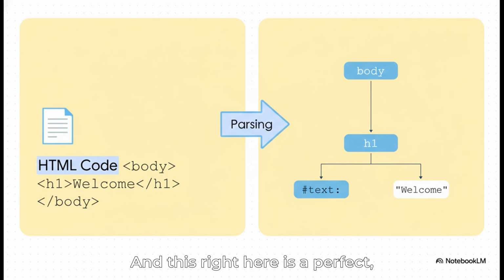And this right here is a perfect, super simple example. On the left, you've got a tiny snippet of HTML. And on the right, that's what the browser sees. Its DOM representation. The body tag becomes the parent node, the H1 becomes its child, and yep, even the text welcome becomes its own little text node inside the H1. This tree structure is exactly what lets JavaScript find, change, add, or delete anything on the page.